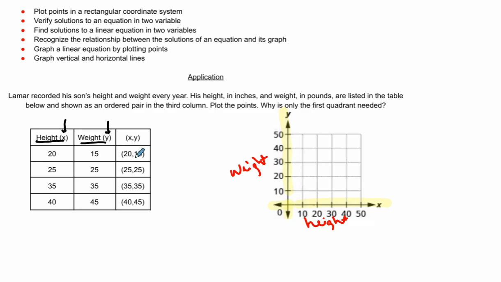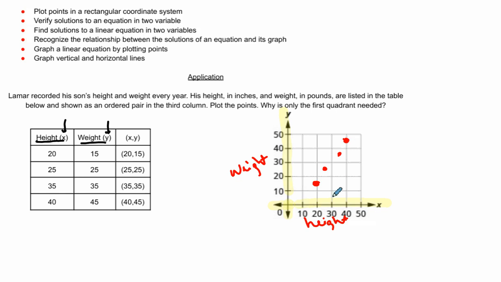And we can plot 20, 15. So over 20 and up 15. Well, 15 is going to be right between 10 and 20. How about the next one, 25, 25? So it's over 25 and then up 25. So that would be like right in here. There we go. 35, 35, over 35, and up 35. Looks like it would be right in there. And lastly, we have 40, 45. So over 40 and up 45. Looks something about like that.